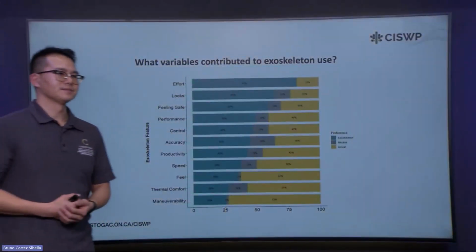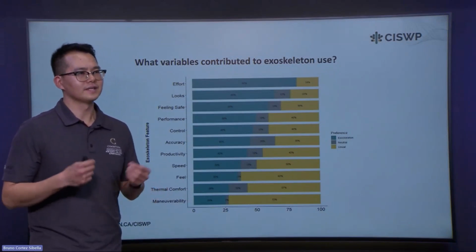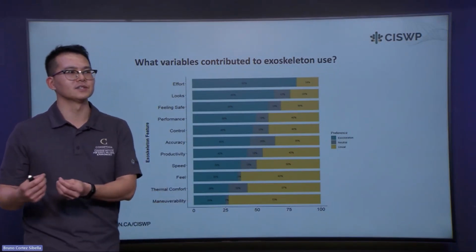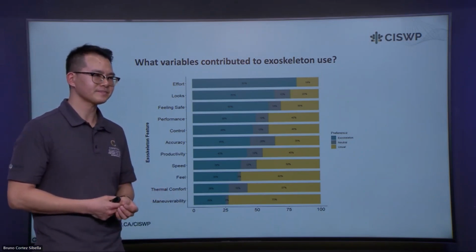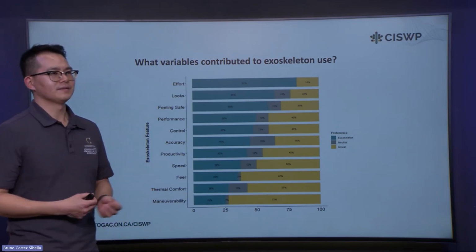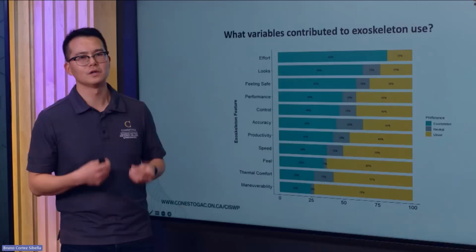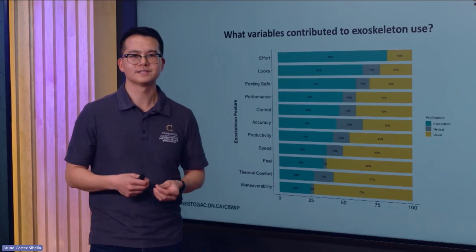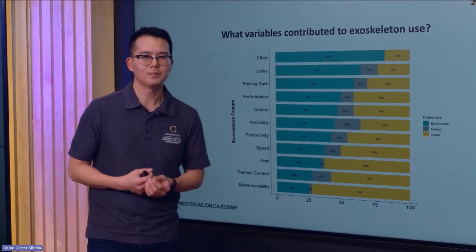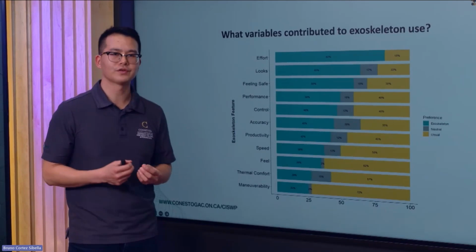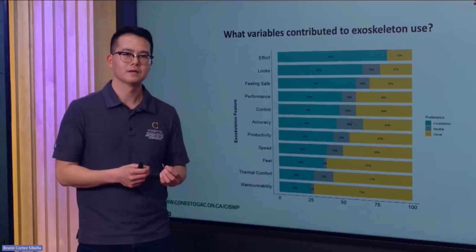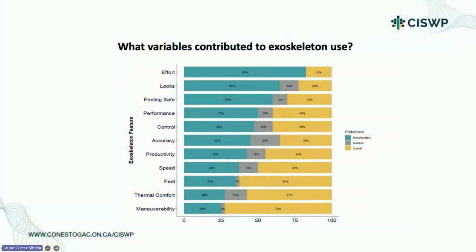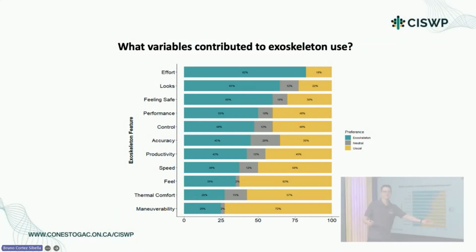We also asked participants which method, with the exo or without the exo, they preferred for overhead work across 11 variables. And it was pretty evenly split between performance, control, accuracy, and speed. But there were a couple of variables where over 2/3 of participants preferred one method over the other. So the blue represents preference for the exo, and the yellow represents preference without the exo.